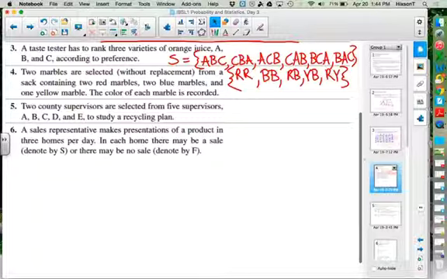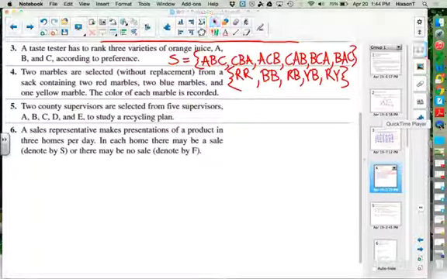Tomorrow we're going to look at calculating actual probabilities once we know what our sample space is. Okay? Alright. Can I take my test, please?